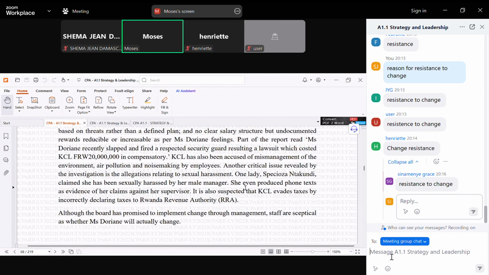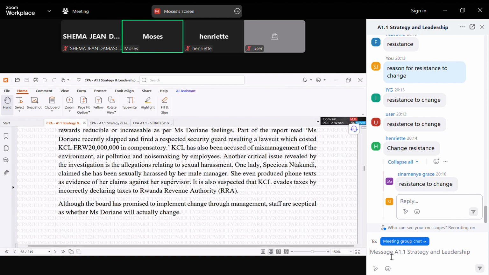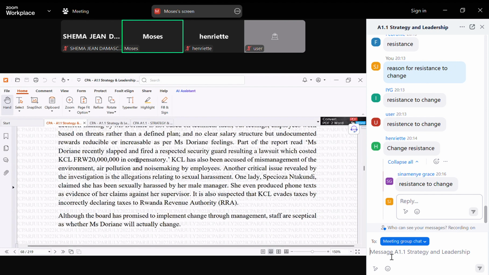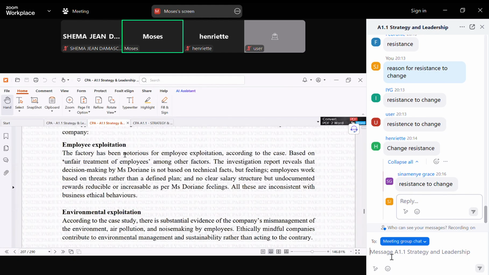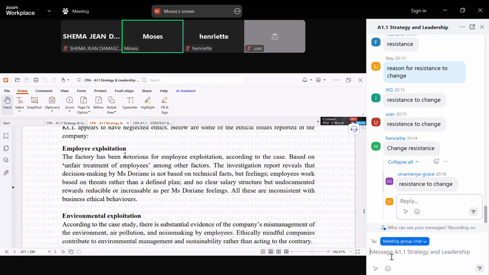Another staff issue reviewed by the investigation are the allegations relating to sexual harassment. This lady called Speciosa Nhakundi says she was sexually harassed by her male manager. She has evidence. The company is not declaring the correct taxes to Rwanda Revenue Authority. Now let's take a look at how this was answered, which is exactly what I want to show you.